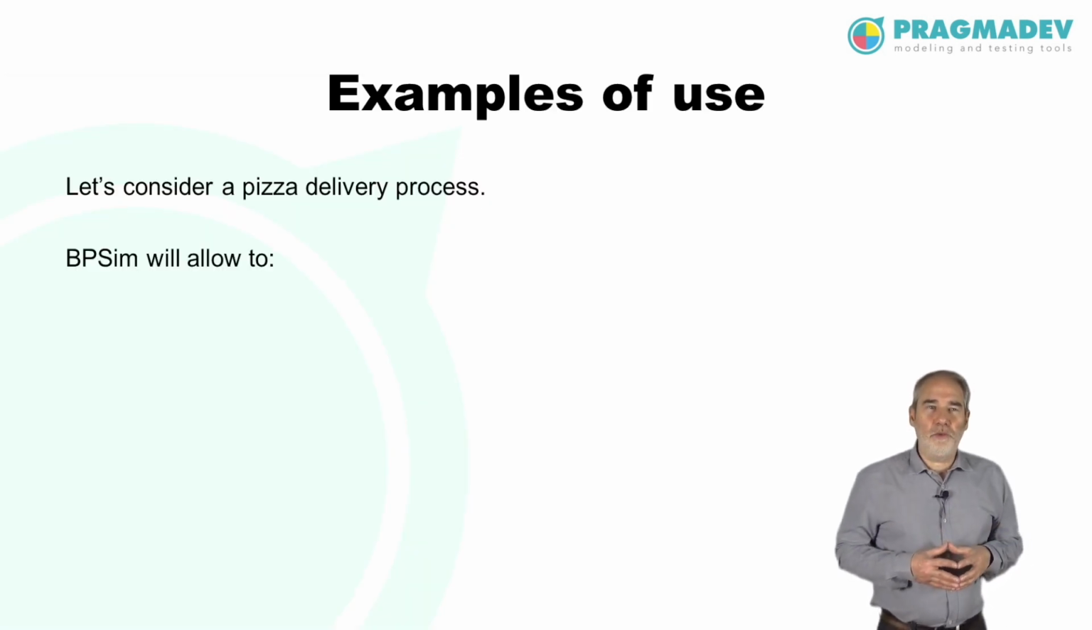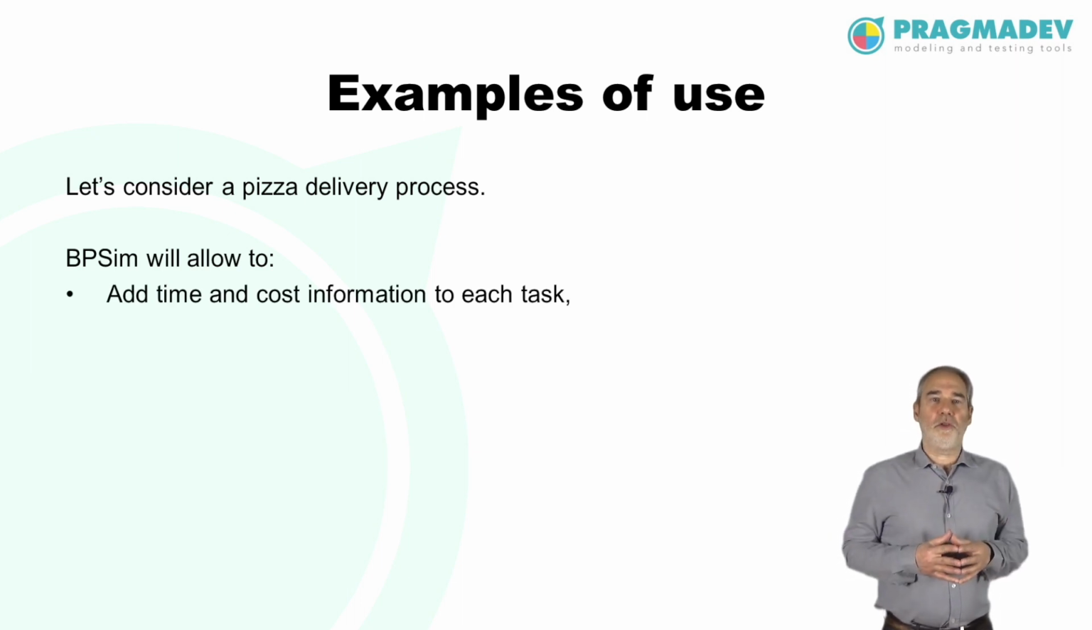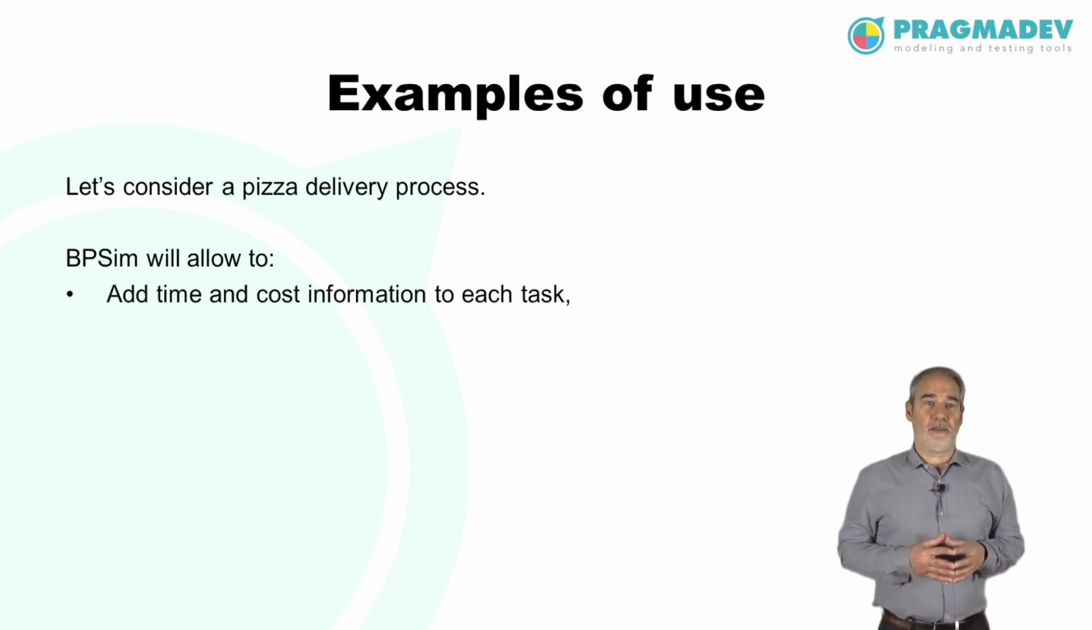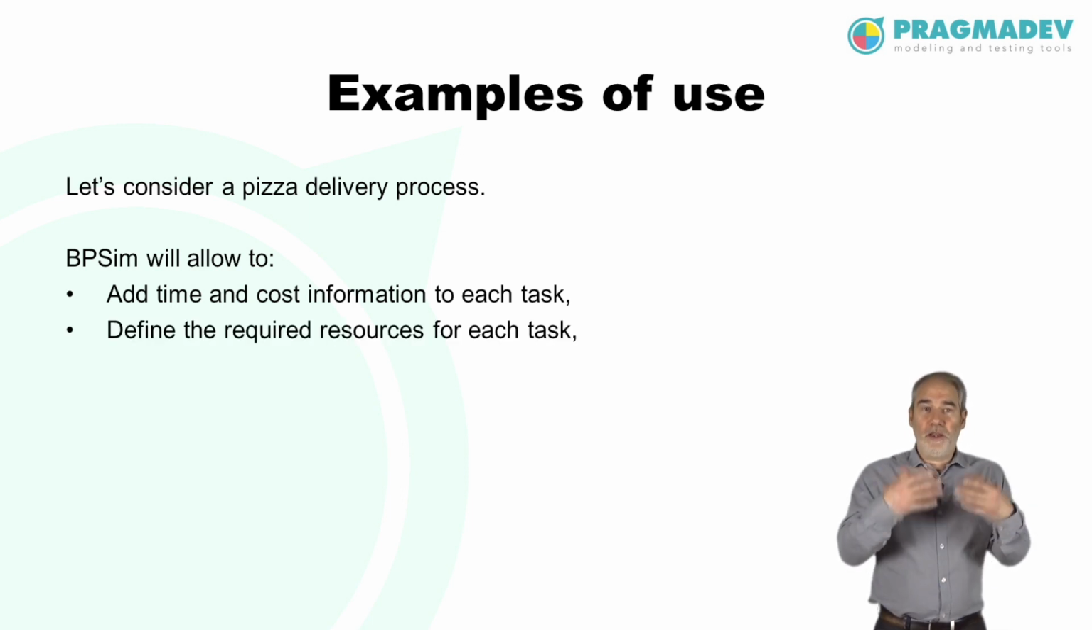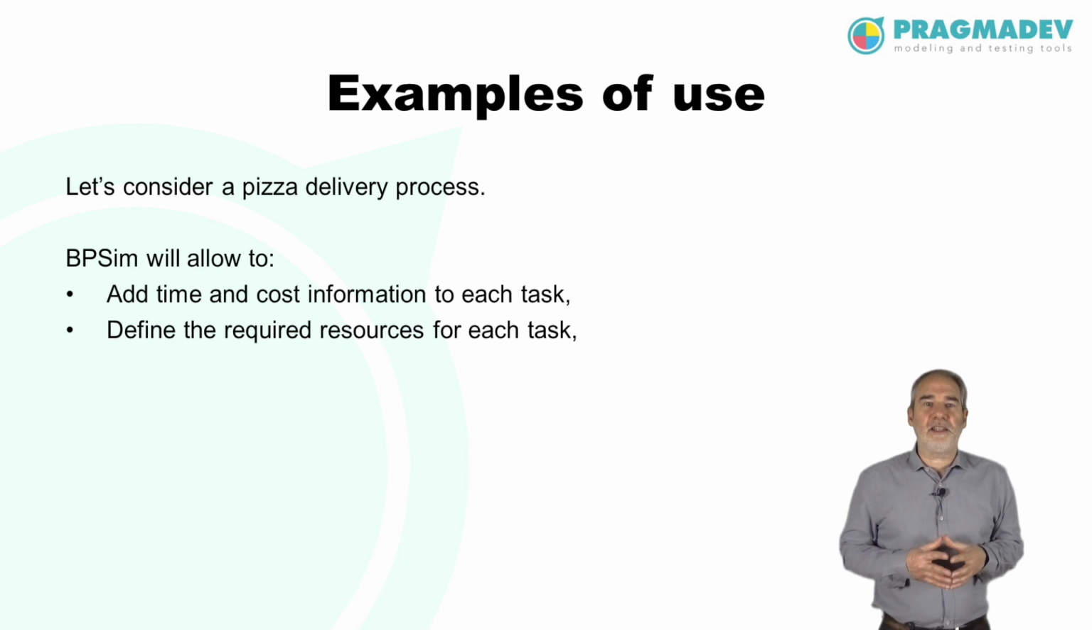BPSim will allow to add time and cost information to each task in the process. For example, it takes 3 minutes to bake the pizza. It also allows to define the required resources for each task in the process. For example, an oven is required to bake the pizza.